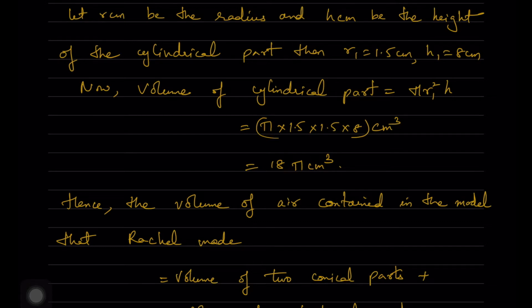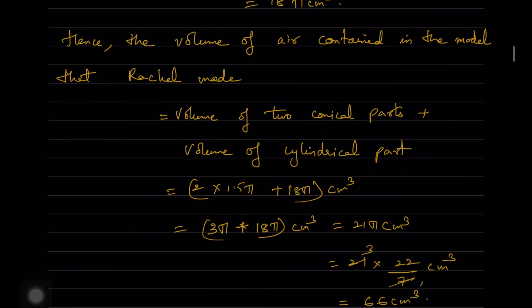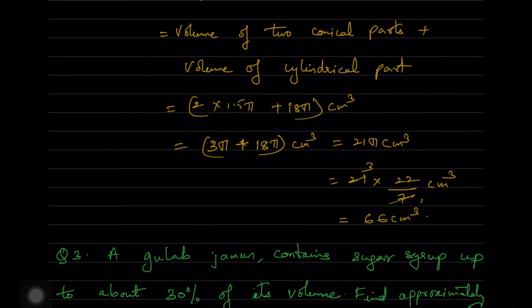Hence the volume of air contained in the model that Rachel made is equal to volume of two conical parts plus volume of cylindrical part. So 2 into 1.5 pi plus 18 pi centimeter cube. So you're getting 3 pi plus 18 pi centimeter cube, which is equal to 21 pi centimeter cube. Therefore the answer you're getting is 66 centimeter cube.